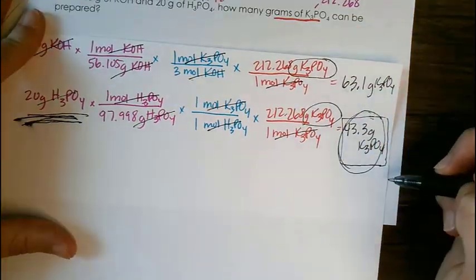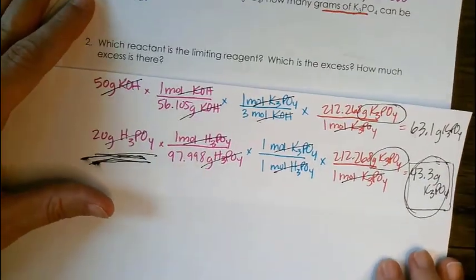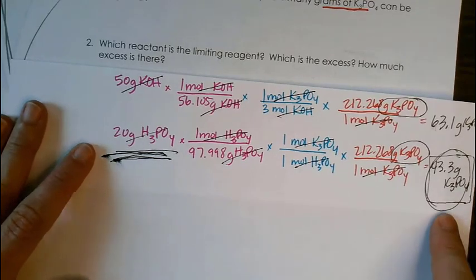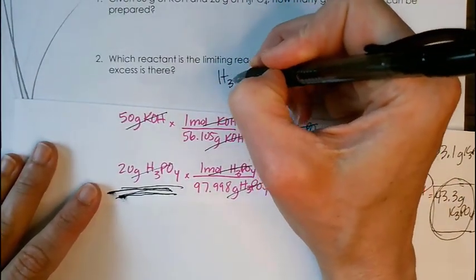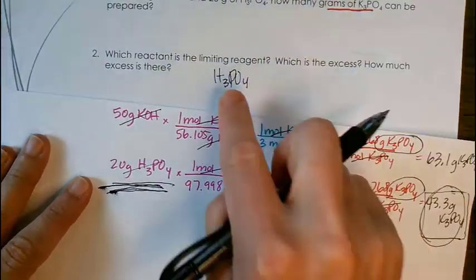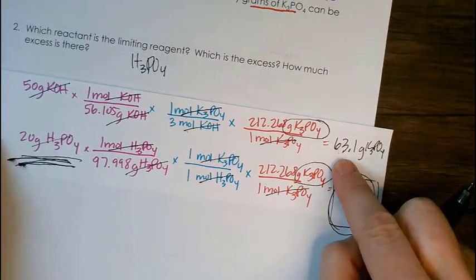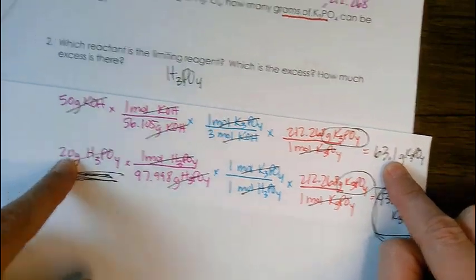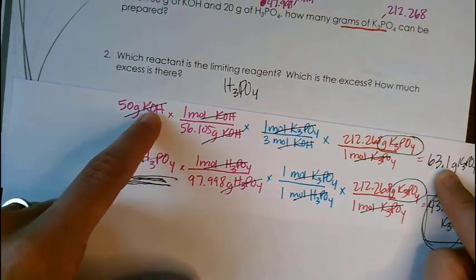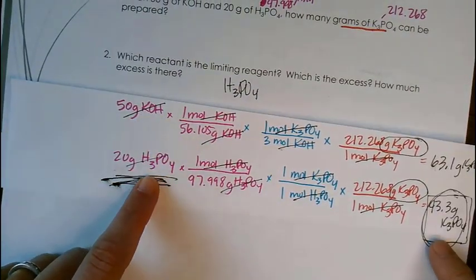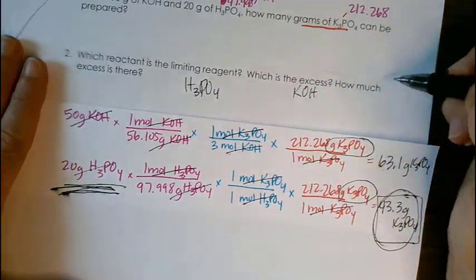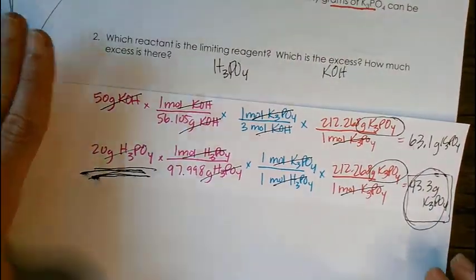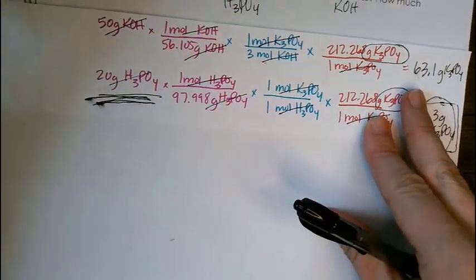So my first question is, how many grams of K3PO4 can be prepared? Only 43.3 grams can be prepared. What is my limiting reagent or reactant? Same thing. It's my H3PO4. I'm limited by that because I can only make 43. I can't make 63 grams. I don't have enough. I have extra KOH, so I don't have enough H3PO4 to make 63 grams. So this is my KOH.